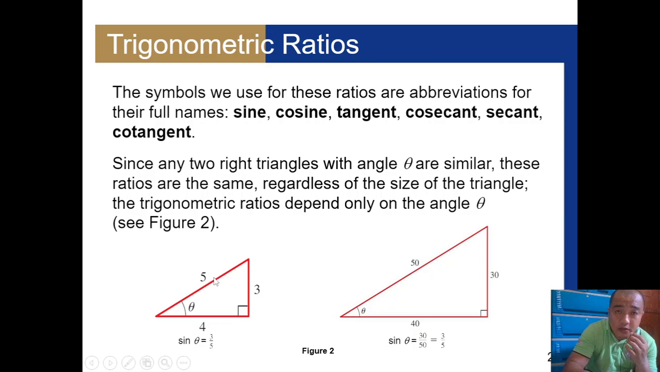So for example, if we have here a right triangle whose sides are 3, 4, 5, sine theta is opposite over hypotenuse, so 3 fifths. SOHCAHTOA. So SOH, opposite over hypotenuse. Opposite of theta is 3. Hypotenuse is 5, so 3 fifths is the ratio. How about this? In this triangle, sides are 30, 40, 50. Sine theta is still opposite over hypotenuse, so 30 over 50, lowest terms is 3 fifths.